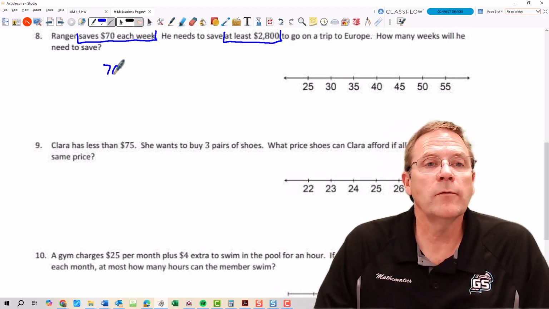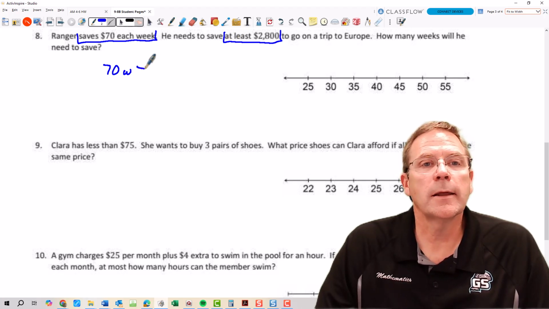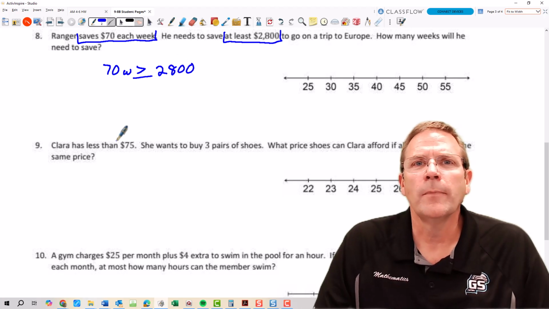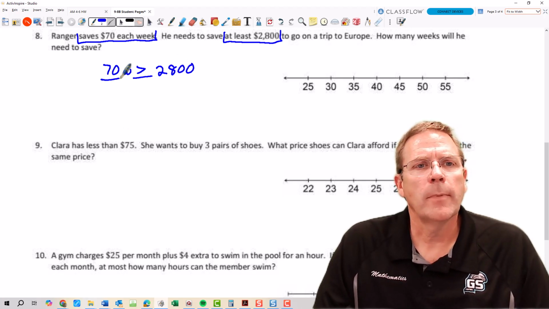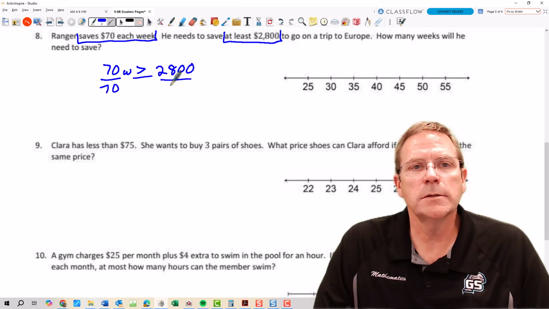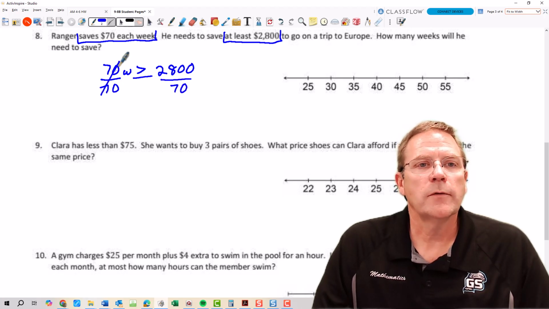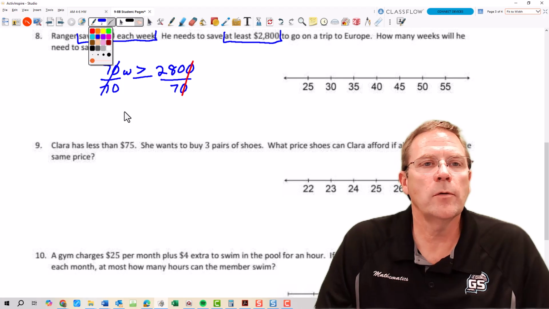So we've got $70 times some number of weeks. At least means greater than or equal to 2,800. We're going to isolate our variable by dividing by 70 on both sides. The 70 is going to divide out, and remember that trick I taught you where we can put a line through the zeros on the end? That makes our math a little bit easier.